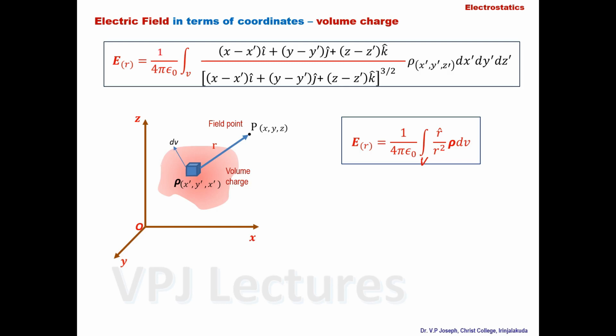E of R is equal to 1 by 4 pi epsilon 0 volume integral of (x − x')i + (y − y')j + (z − z')k divided by [(x − x')i + (y − y')j + (z − z')k] to the power of 3 by 2 into, here is a change, rho(x', y', z') dx' dy' dz'. So dx' dy' dz' is dv. That is rho dv: rho at the source location into the volume element considered at the source location.